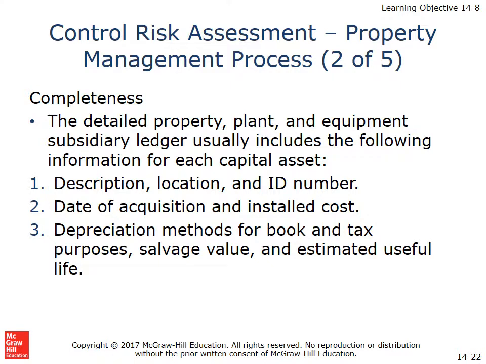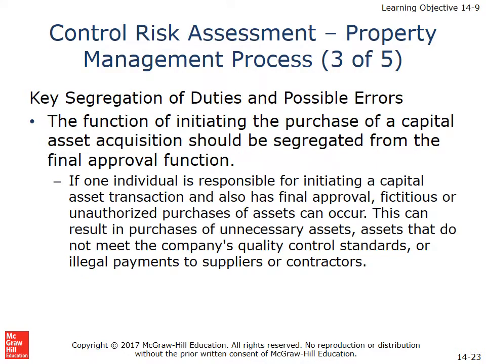Completeness. Usually there's a detailed property, plant, and equipment subsidiary ledger, which includes the following: a description, location, and ID number, date of acquisition and installed cost, and depreciation calculations. Is there key segregation of duties?